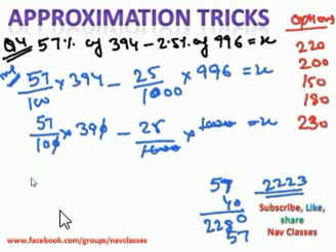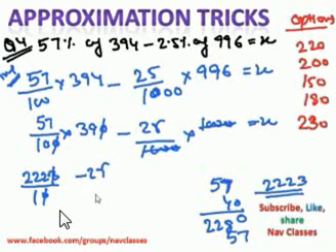So it comes 2223. Okay, so we can write this as 222 because there is 10 in the denominator, minus 25. The answer will be approximately around 200. Okay, so approximately the answer is 200. So we have 200 in our options.